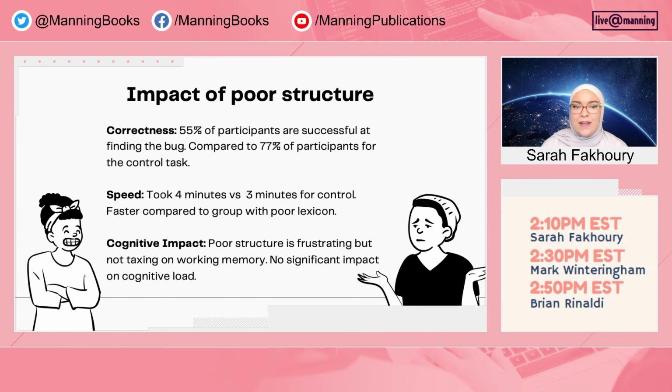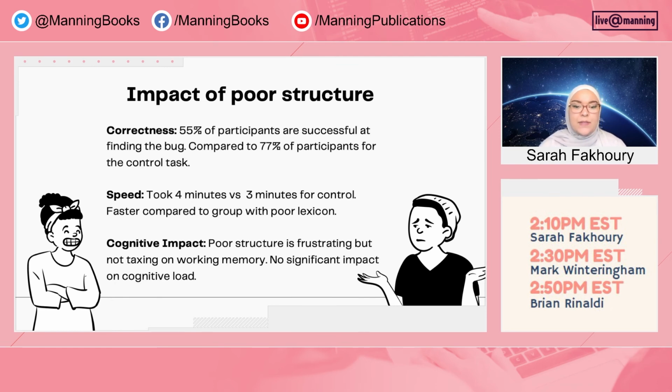And what we found is that now even fewer people could find the bug compared to the control group, right? 55% compared to 77%. So structure really impacted their ability to correctly find a bug. And it also slowed them down. It took on average 4 minutes versus 3 minutes for the control. But what's interesting is that they were faster than the group who had poor lexicon.